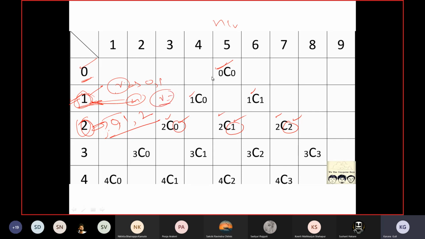The r value starts from 0, and till what value is it going to go? Till the n value that you are taking, or the row on which you are standing. If you are standing on row 1, it ranges from 0 to 1. If you are standing on the second row, n will again be the row you are standing on, which is 2 itself. But the r value is going to range from 0 to 2.